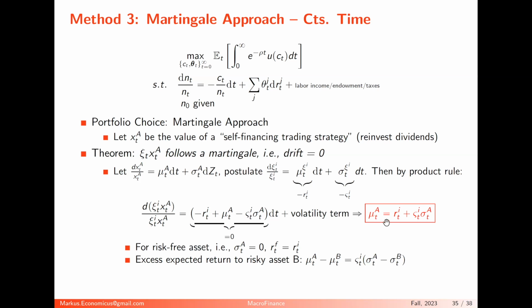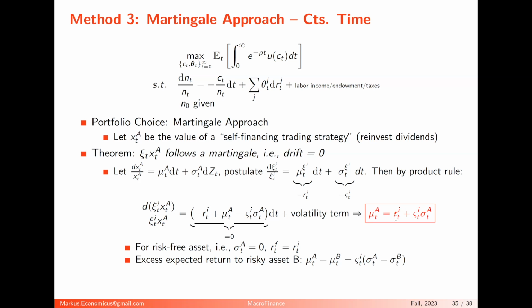From this, I get this outcome. The expected return of any self-financing portfolio is equal to r, that was minus the drift of the SDF, plus varsigma, the volatility loading on the Z term of the SDF, which is the price of risk, times the volatility of the asset A. Now let me price the risk-free asset. The risk-free asset has no volatility, so sigma A is 0, and this holds for the risk-free asset too. The expected return has to be this, so that's the risk-free rate.